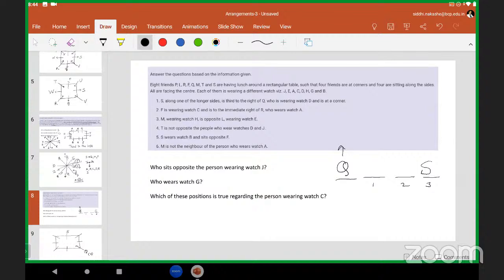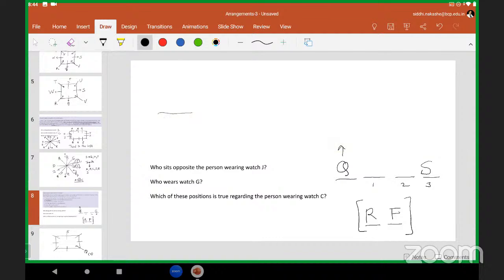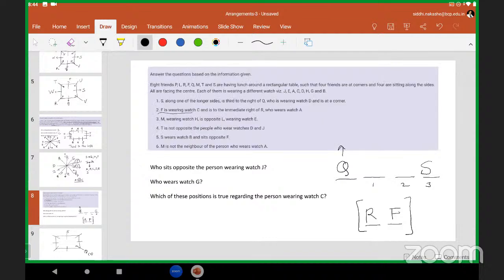Now F is wearing a watch C and is to the immediate right of R. So this is R, and to the immediate right is F. So this is a closed case, which means there are no persons in between them. So now F wears a watch C. I will put this in a bracket, and R wears a watch which is named A.